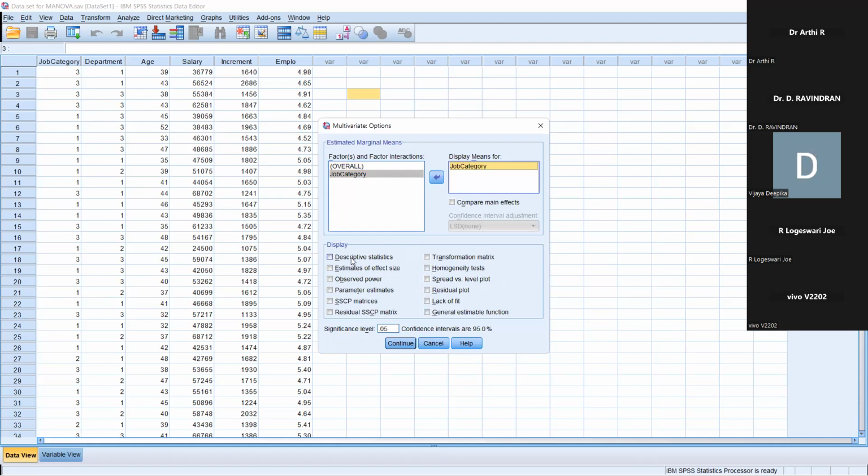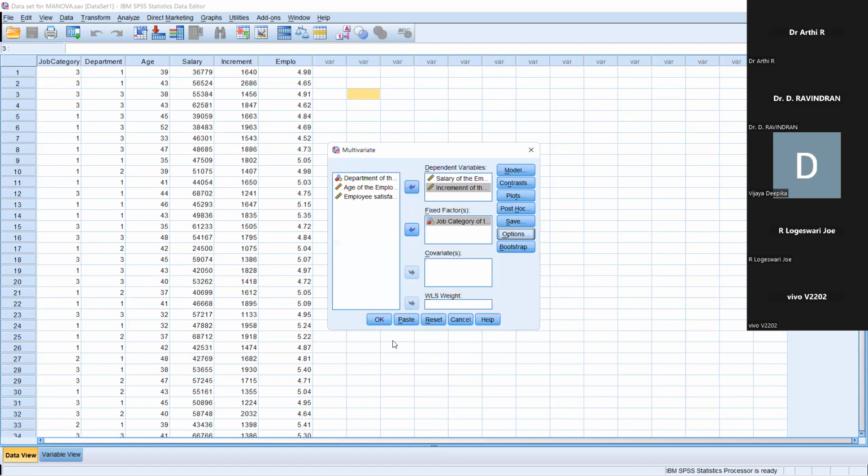Here you have to choose descriptive statistics, estimates of effect size, homogeneity test. Click on continue. Okay, is it clear? Should I repeat it again? It's clear, ma'am. Right. So I'll click on OK.